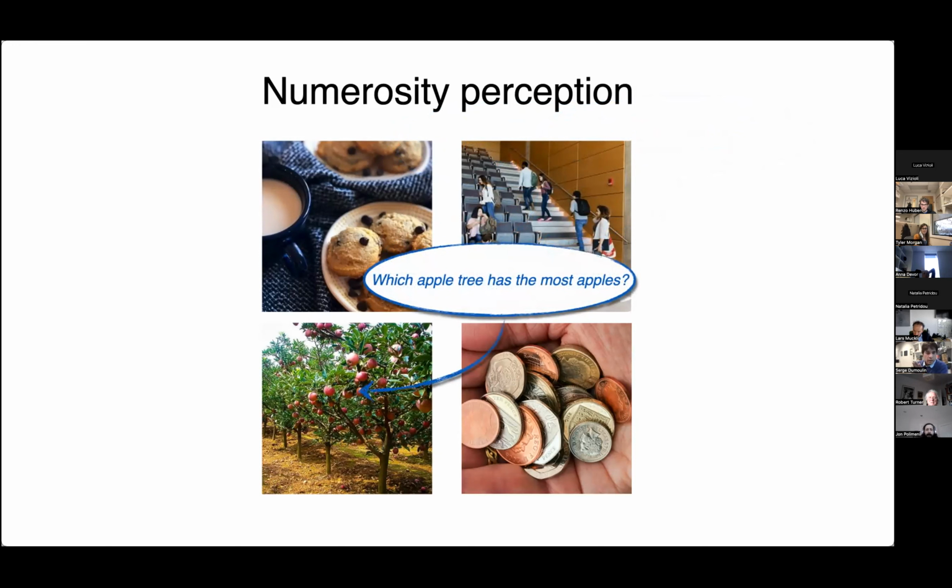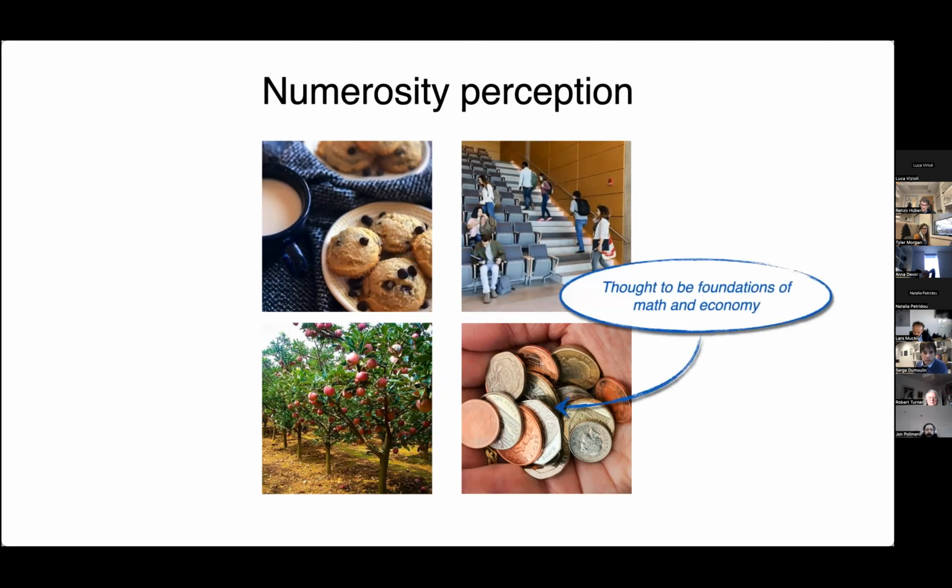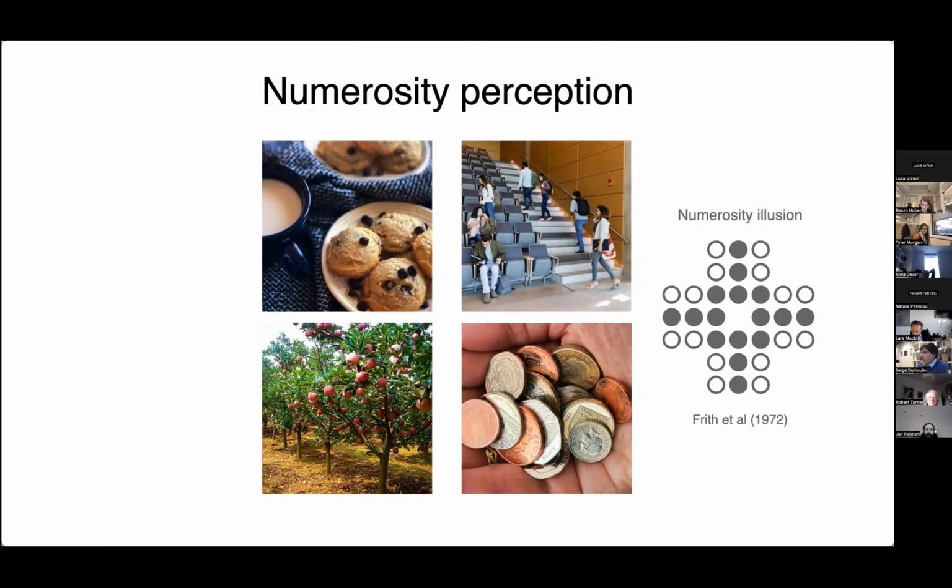The other idea is that the apple trees may already have monkeys, so you also have to take into account not only the number of apples, but also the number of monkeys. And so we think this is really the basics, the foundations of math and economy. It's really a perceptual process, and I think this illusion illustrates it as well.